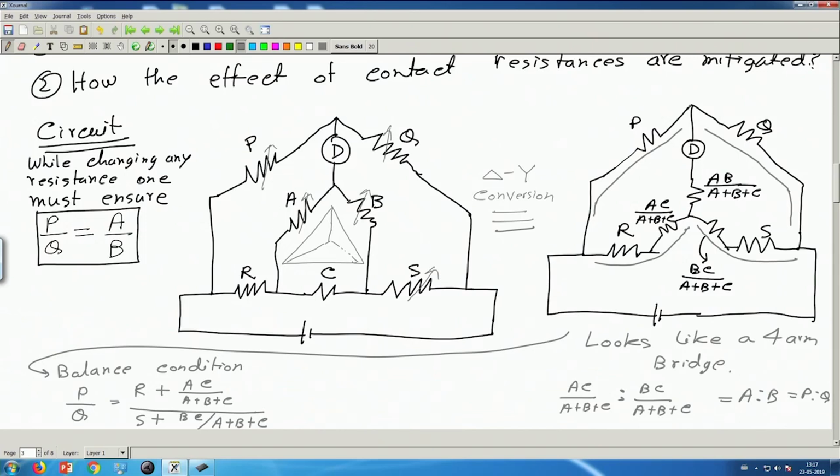So this is dividing this contact resistance C in the same ratio as A is to B, and therefore even in the balance condition P by Q equals R by S, the same equation holds true, because this extra resistance due to the contact terminals, which can get added to either R or S, is being divided in the same proportion as R and S, therefore the balance equation is not changed. Okay, so this is like a resistance divider.